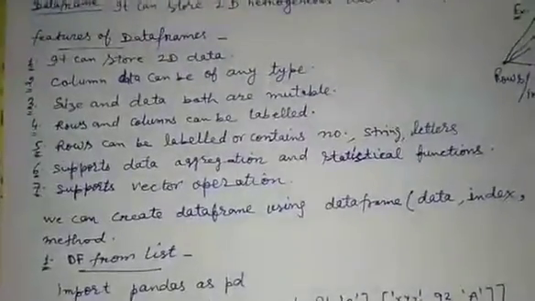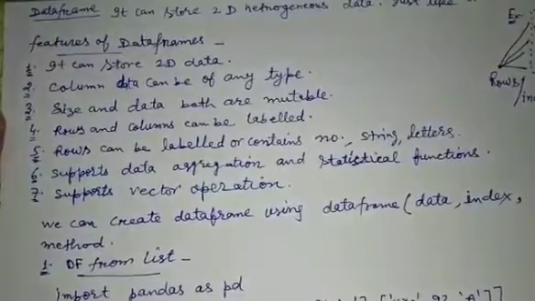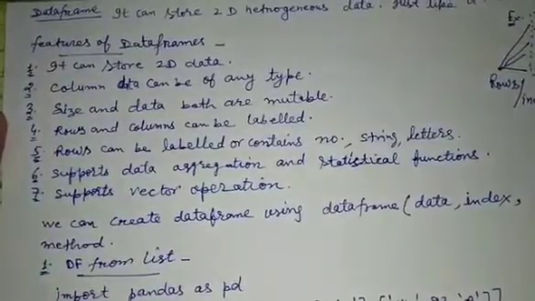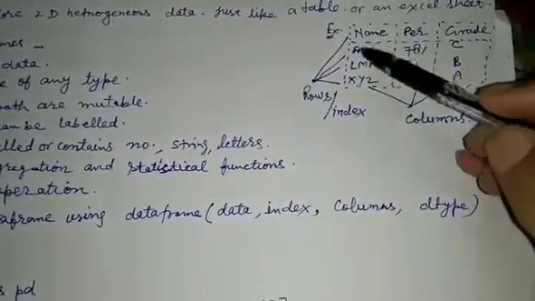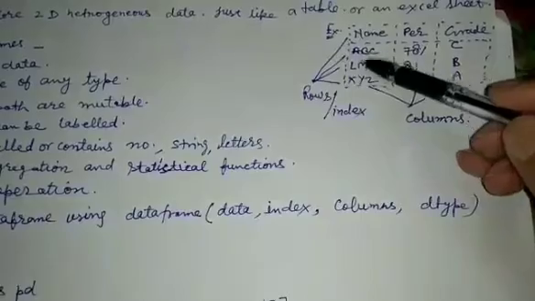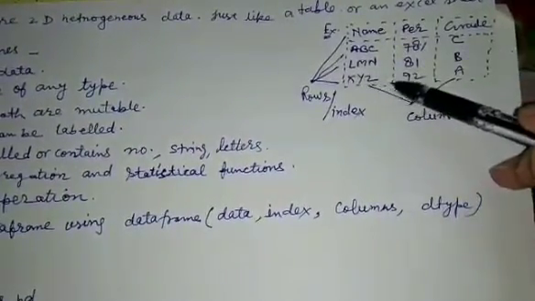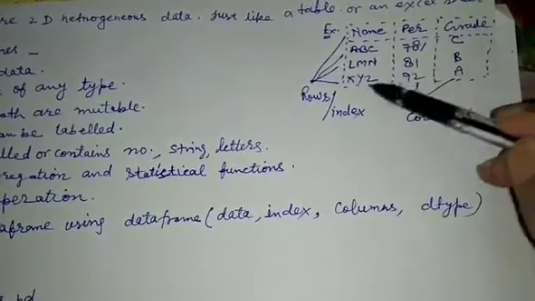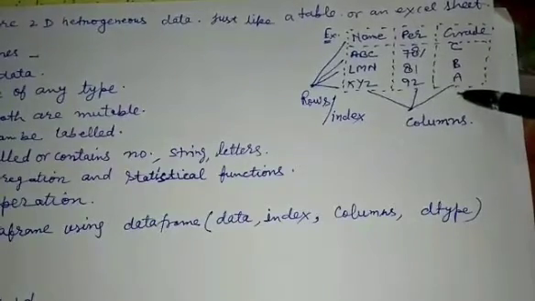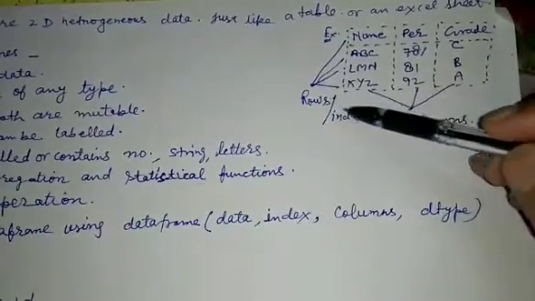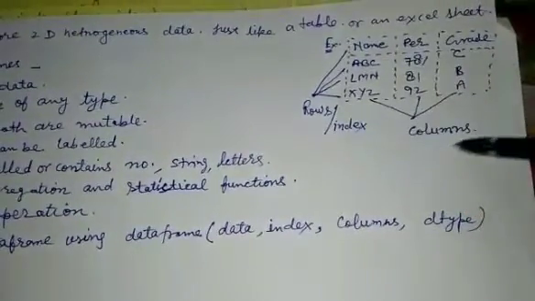Hello students, in today's class we will study how to create a two-dimensional structure called a data frame. A two-dimensional structure has rows, these horizontal groups of fields called records, and these vertical columns. In Python, rows are also called index. So this is a two-dimensional structure.